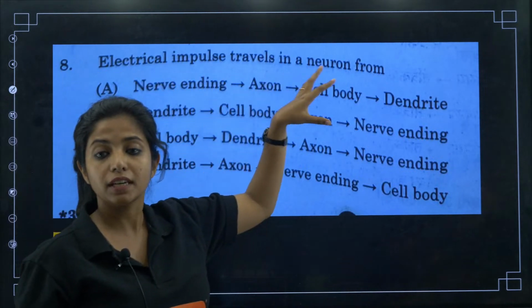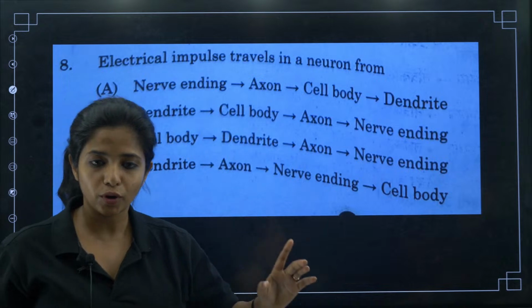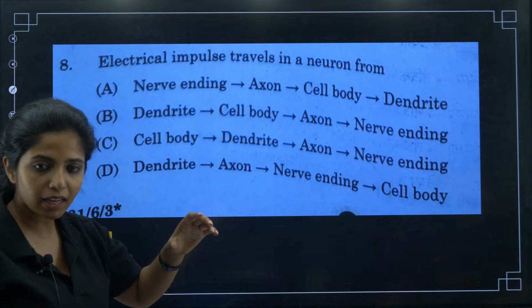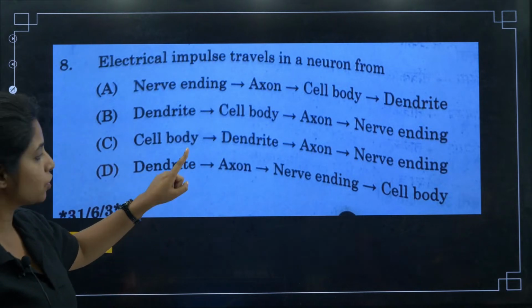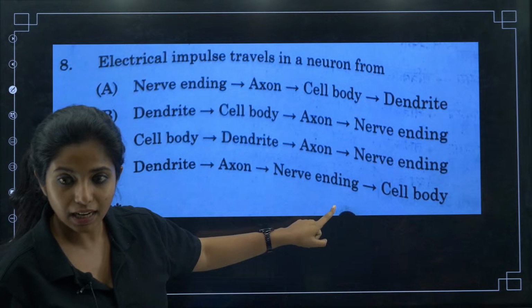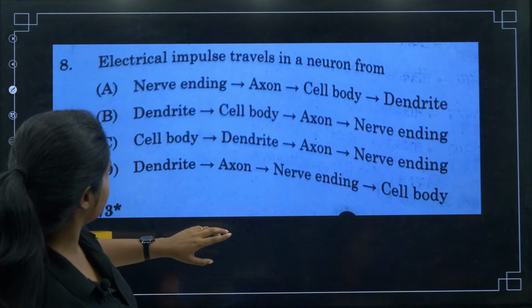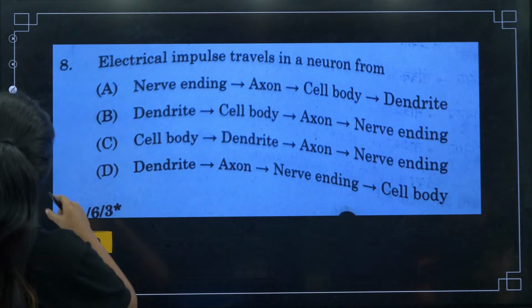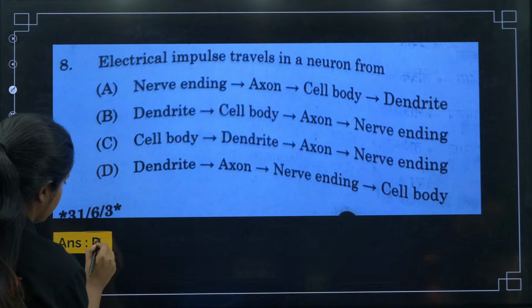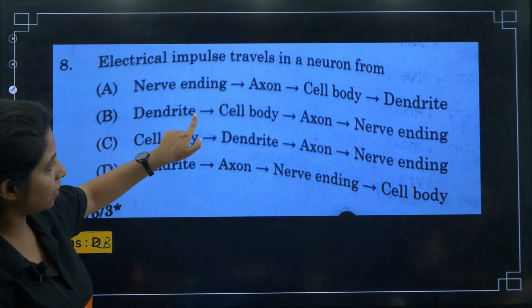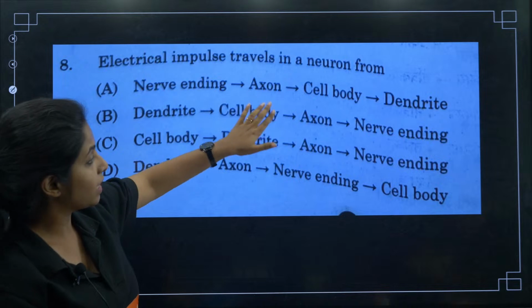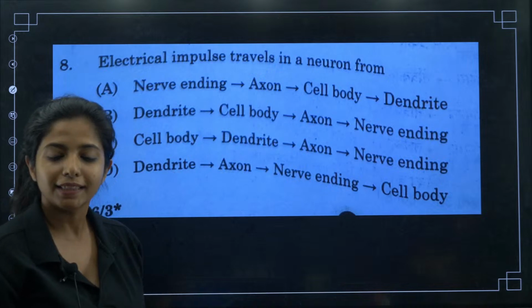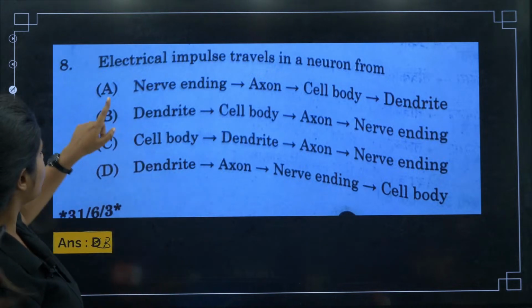Electrical impulse travels in a neuron from. If you know the structure of a neuron, my dear children, first the neurotransmitters would be sent in the synapse. Now from the synapse it will be going to the dendrites, from the dendrites to the axon, then to the nerve endings. Okay, a quick change. The answer will not be D, it will be B. Why? Because dendrites, then the cell body has an extension, that is the axon, and after the axon you would have the nerve endings. So this becomes your answer for question number 8.